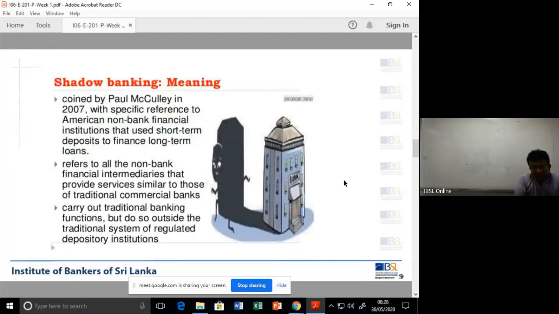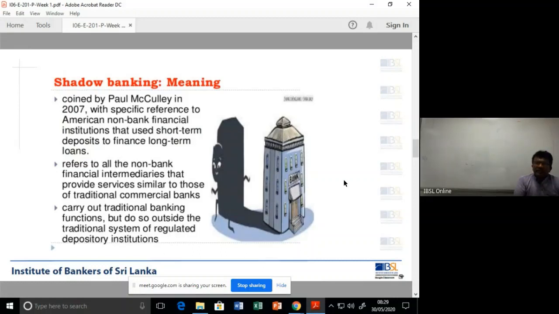Now I said non-bankers do similar activities to banks. Therefore, they are known as shadow banking. Before we describe shadow banking, let's look at some other terms used with the term shadow. Shadow boxing, you have heard. Shadow cabinet. Now, in a democratic country, the main opposition would have a shadow cabinet. Means what? Even though they are not in power, they will appoint a similar cabinet to look after the activities of the governing cabinet. We call them shadow cabinet.